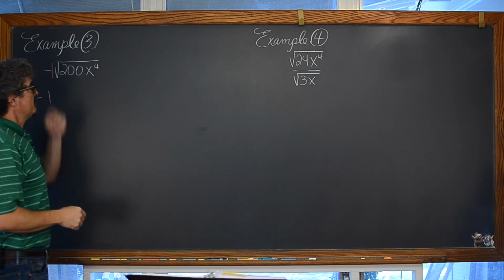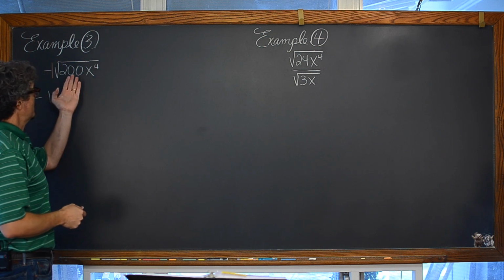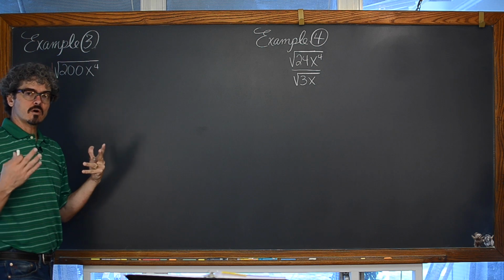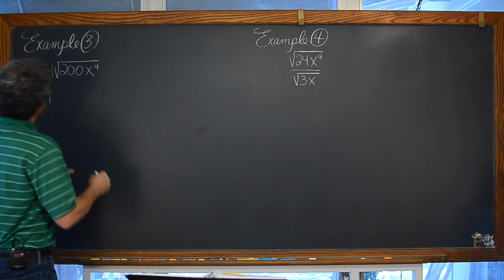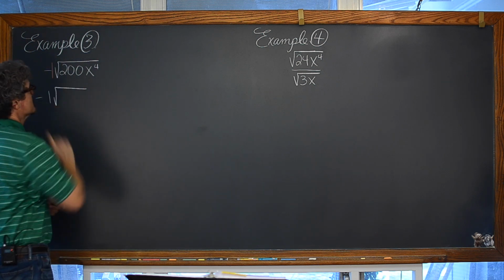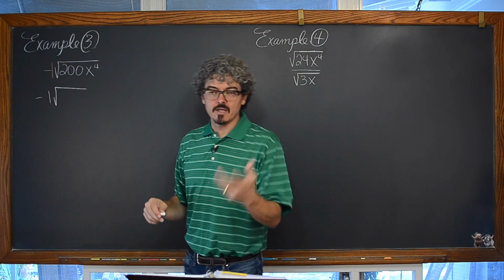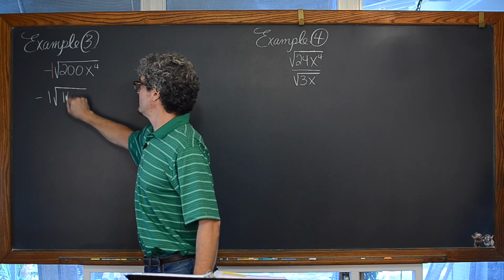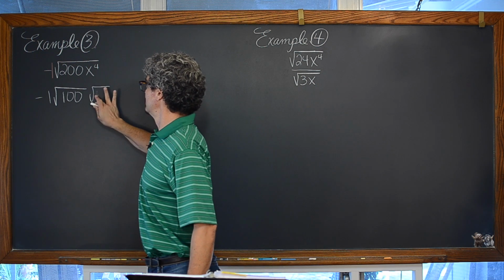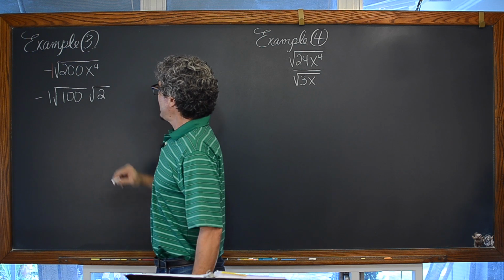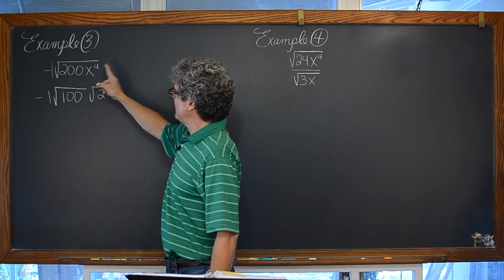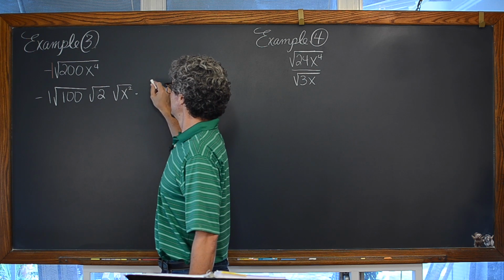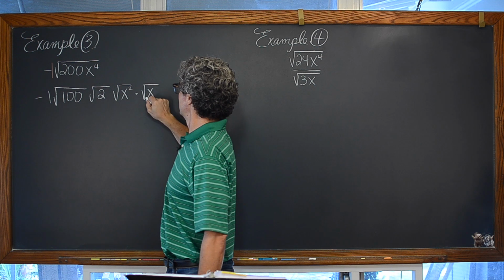We're going to simplify this expression by identifying any factors within 200 or x to the 4th which are perfect squares. Of course, there is a perfect square in 200: 10 squared is equal to 100. So we're going to write the square root of 200 as the square root of 100 times the square root of 2. And we have x to the 4th written as the square root of x squared times the square root of, again, x squared.